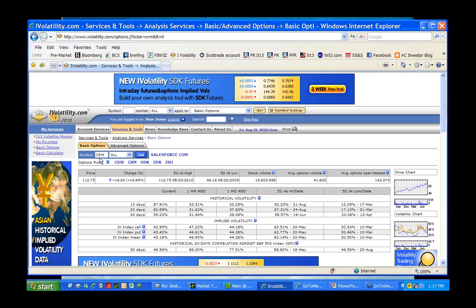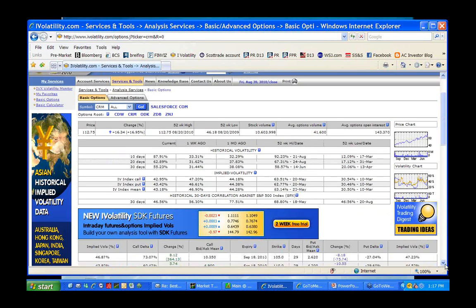All right, so I put in CRM up here, and you can see it shows me some of the actual numbers. I can look at the current volatility.